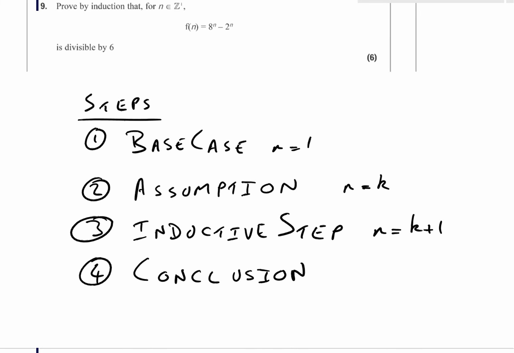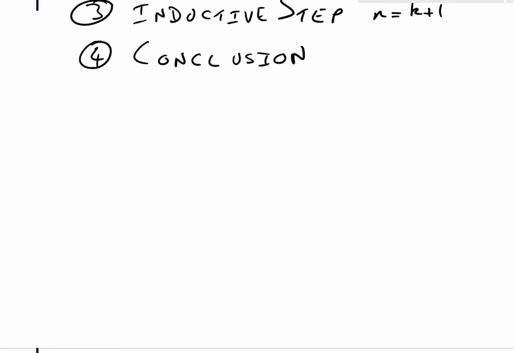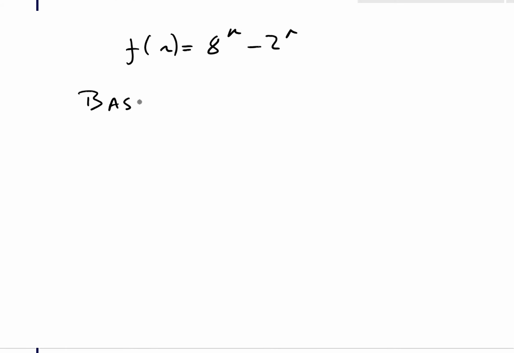Okay, so let's go about trying to prove this. Prove by induction that for all the positive integers n, f of n is equal to 8 to the power of n minus 2 to the power of n is always divisible by 6. So f of n, just write it down again, equals 8 to the power of n minus 2 to the power of n. Okay, so let's test the base case. I like to write down my little steps, because that's just how I've always remembered it. So first step, test the base case. So that's when n equals 1. So let's literally just replace n with 1 and see if it is divisible by 6.